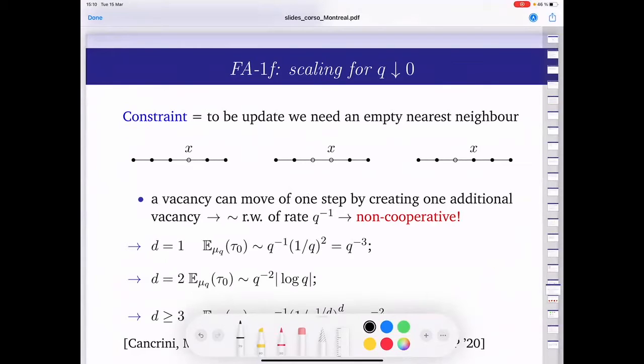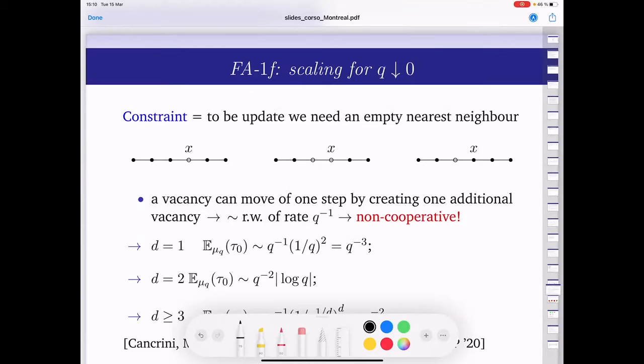Now, I told you yesterday that 2 stepping stones to understand the behavior of this KCM are to understand the behavior of the East and of the FA1F model. So the FA1F model is the other, I would say the most simple model, in which the constraint says that to be updated on a site, I need to have at least an empty nearest neighbor.